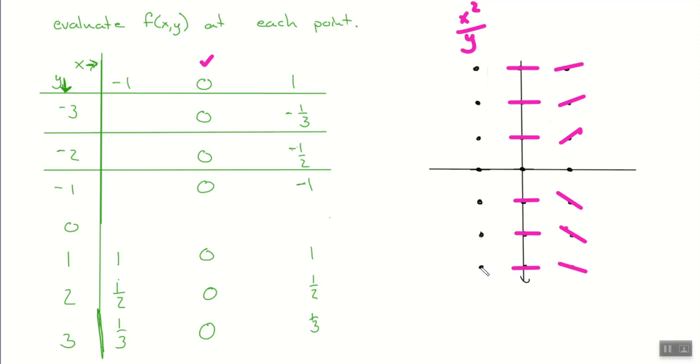Can we plug in a negative 1 for x and a negative 3 for y right here? So negative 1 squared is 1 over negative 3 is negative 1/3. Cool. Can I draw a slope of negative 1/3 here? Oops, and I'm going to undo it so I can get it. That looks like a slope of negative 1/3 to me.